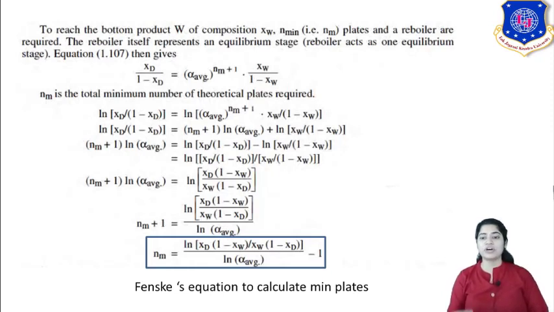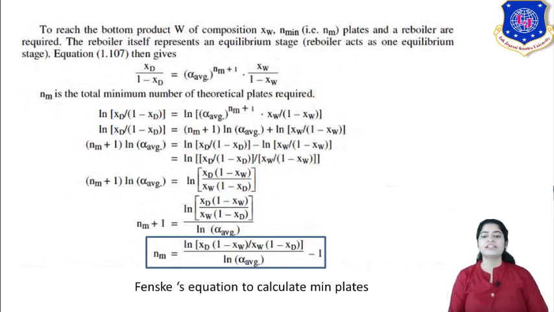Okay, and we are talking about the minimum number of plates here. So the reboiler itself represents an equilibrium stage. Here, in the McCabe-Thiele method also, we saw that the reboiler itself acts as an equilibrium stage, because it is reboiling the liquid and the vapors are sent back. So the vapors going into the column and the liquid which you are taking out from the reboiler are in equilibrium, hence it acts as a plate.